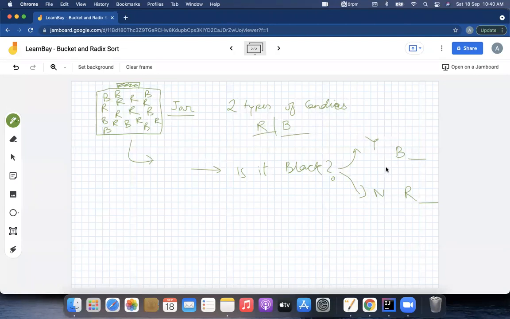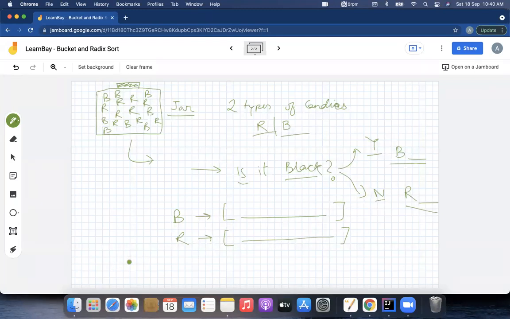Very simple, right? If there are two types of candies in a jar, you pick any one candy, you ask the question, is it black? If it is black, then you add it in the black pile. If it is not, then you add it in the red pile. And after doing this process for as many candies as there are, you will get two piles. One will contain all the black candies and one will contain all the red candies. This is a very simple problem.